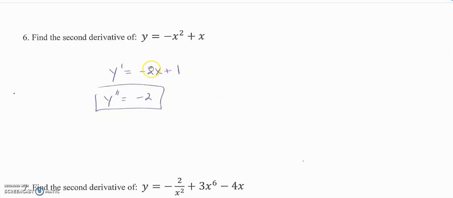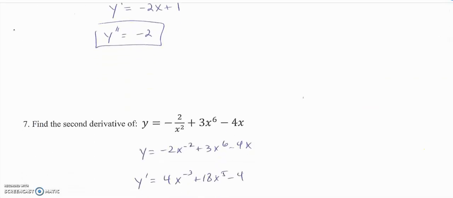So the first derivative would be y prime. The derivative of negative x squared would be negative 2x. Derivative of 1x would be 1. So the first derivative would be negative 2x plus 1. To find the second derivative, y double prime, the derivative of negative 2x is negative 2, and the derivative of 1 is 0. So the second derivative, y double prime, would equal negative 2.